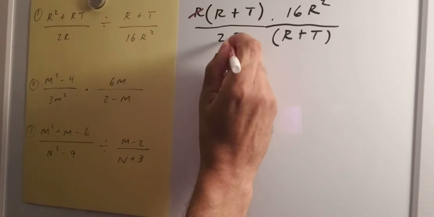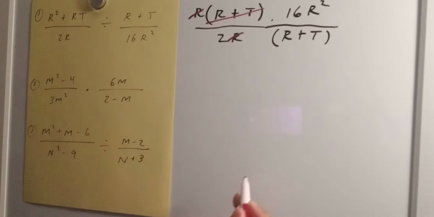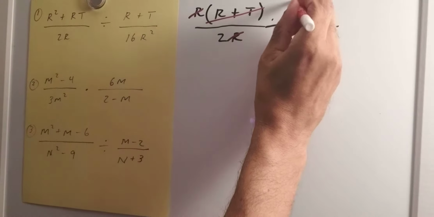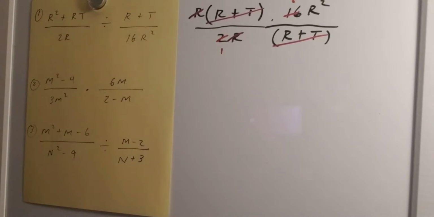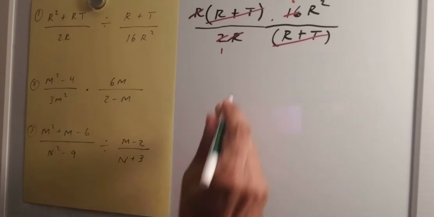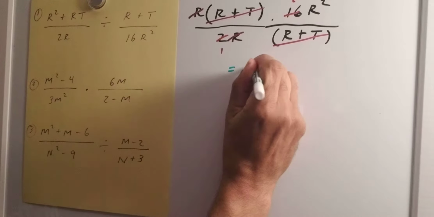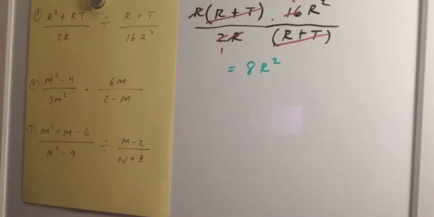Canceling R, canceling R plus T, dividing by 2, that yields 8R squared as a simplified version of this problem.